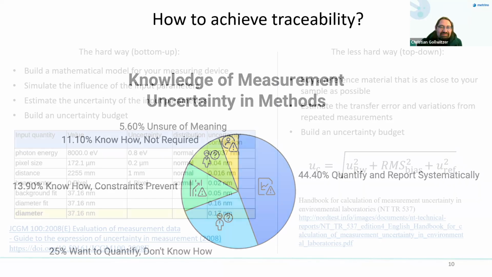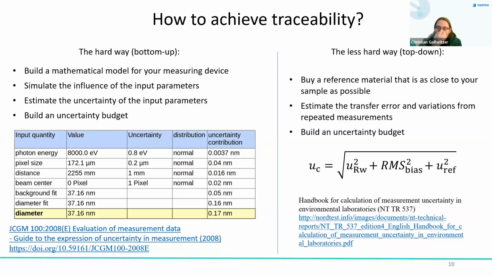So this one is still by me, this slide. So you have one way to do this traceability. This is what all the NMIs do, and probably all the people who reported with option 1, I know how to do and report it. They use this way. So you build a mathematical model of your measuring device, and then you simulate all the influences that you have from the different environments and the parameters. And then you compute this uncertainty. This is really the hard way because for that you need to build this mathematical model.